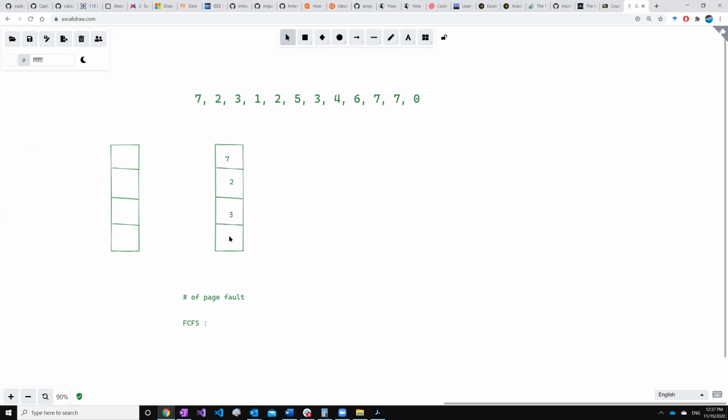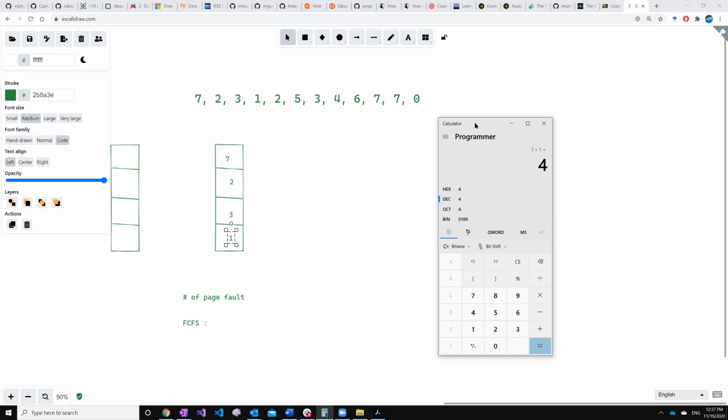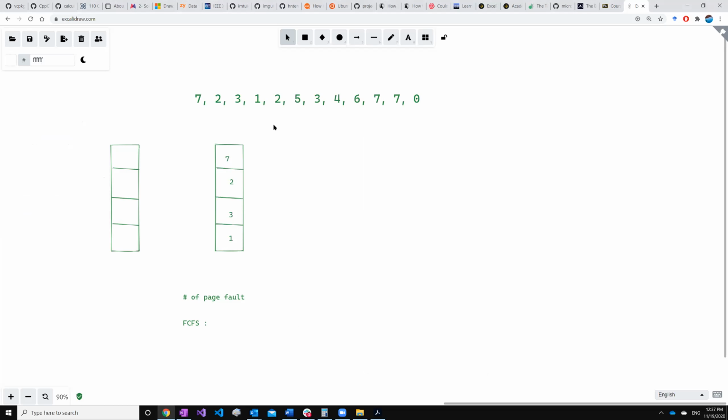How about the next one? Next one will be 1. And then I will have, well, this is too sensitive, right? So 3 plus 1, yeah, so we will get 4 page faults here. Make sure that I don't touch the enter key too many times. Okay, so we are done with the first 4 numbers, and they will cause 4 page faults unless we have repeating numbers inside them. Otherwise, we will have 4 page faults directly from the first 4 numbers.